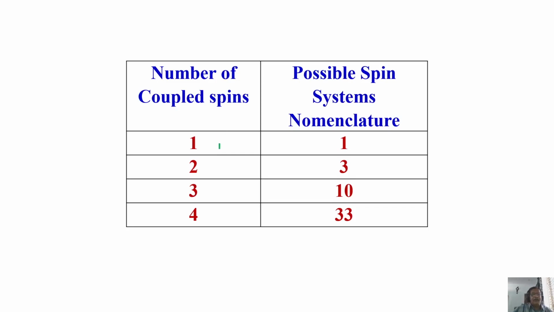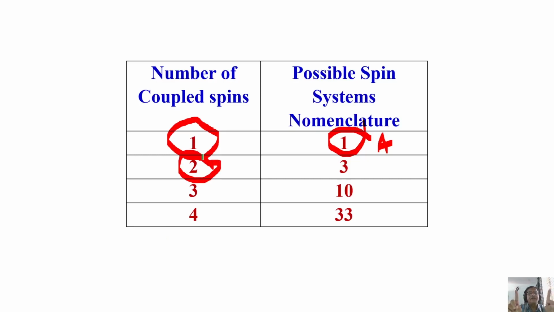Let us say I have only one proton in the molecule. Then what is the possible spin system? Only one. Because it can be CHCl3, only one proton. This is either A, X, whatever it is, only one spin. Let us say I have a two coupled spin system. Two protons are coupled. What is the possible nomenclature you can think of? Both can be very well separated away.